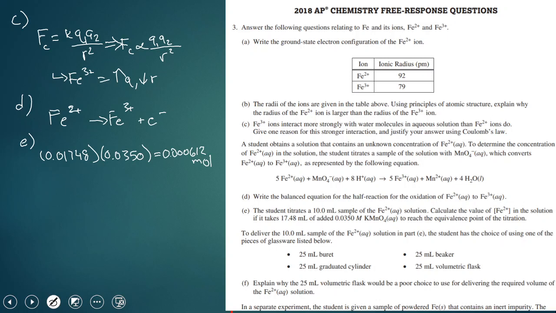Now, because KMnO4 splits evenly into potassium and permanganate, we have 0.000612 moles of the permanganate ion. And so then we use the stoichiometry, so we have 0.000612 moles of MnO4 times, not 4, 5, sorry, times 5 moles of Fe per 1 mole of MnO4.